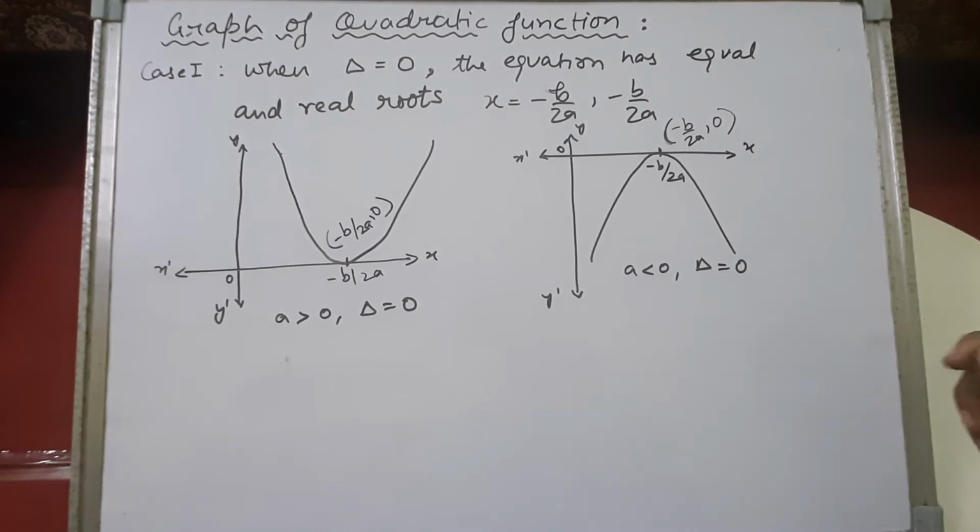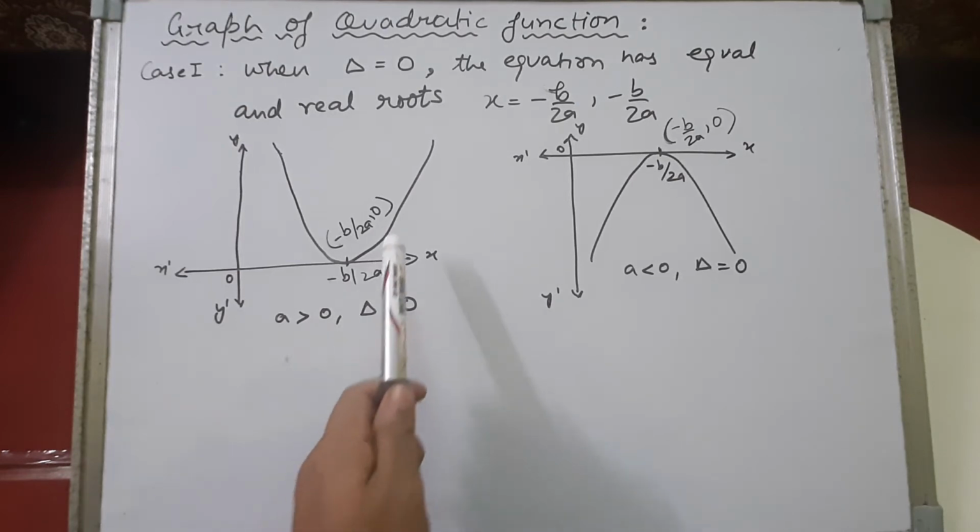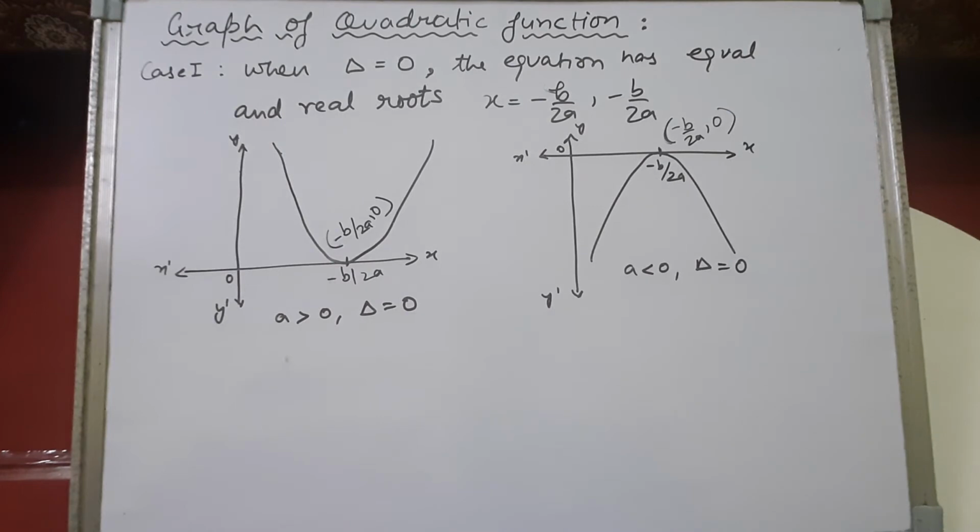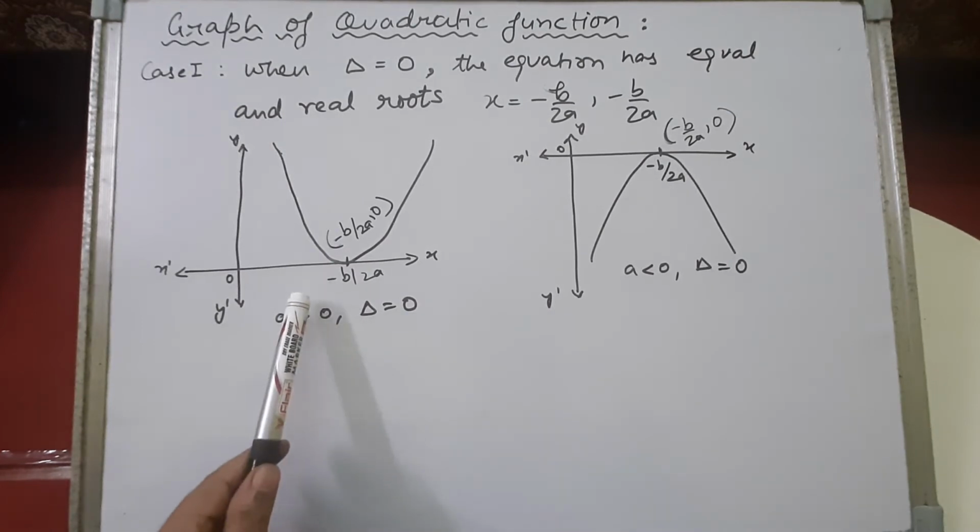Alright. Now if we draw the graph of the function ax square plus bx plus c whose roots are equal, it will touch the x-axis at minus b upon 2a. Because when delta is 0, the y coordinate will become 0. Okay, so the vertex of the parabola will lie on the x-axis.